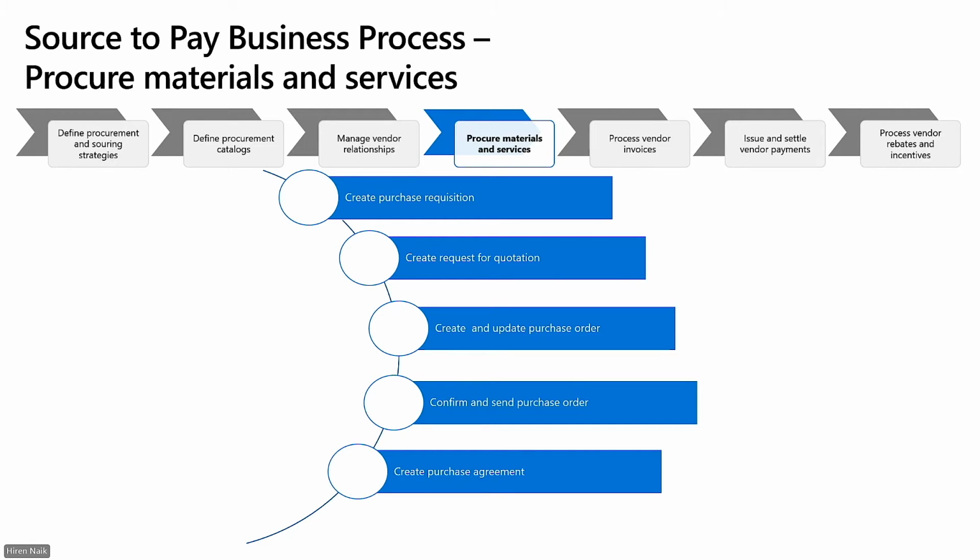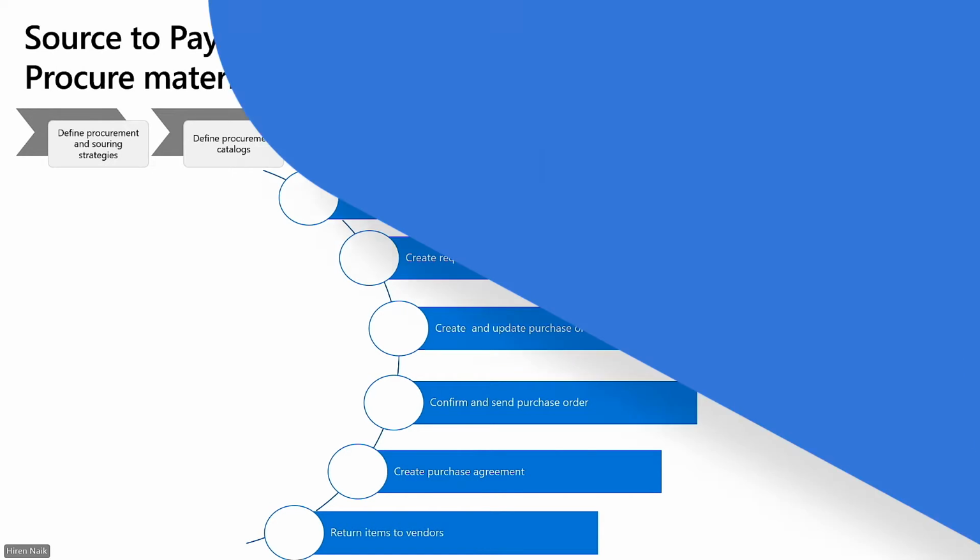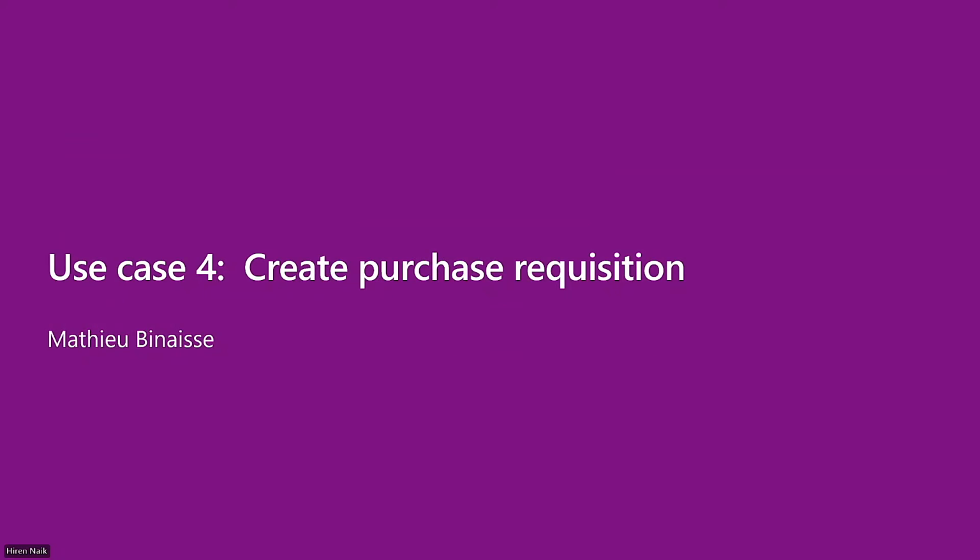Return items to vendors. This process allows you to return products to your vendor that are defective, not meeting your quality standards, or overstock, for example. Now let's look at the first process: create purchase requisition. A purchase requisition is an internal document that authorizes the purchasing department to buy items or services.